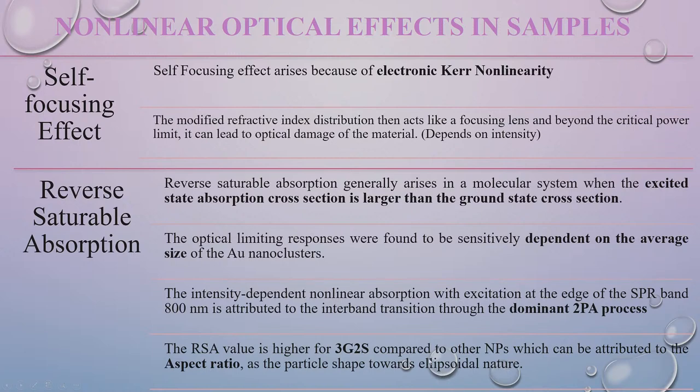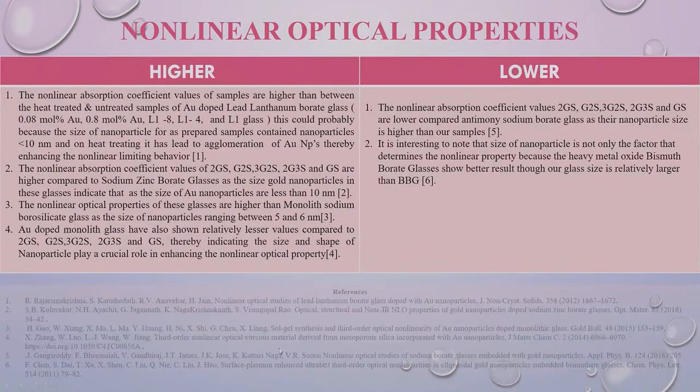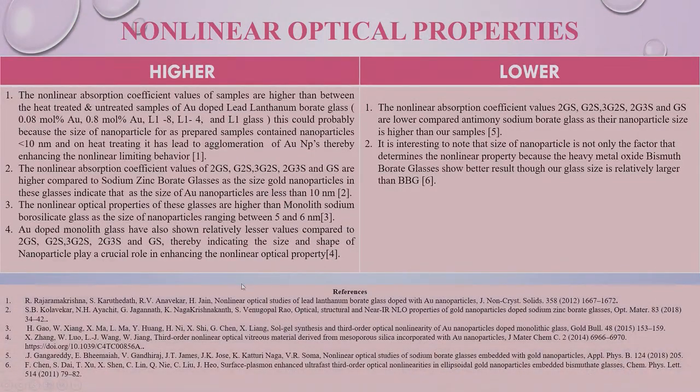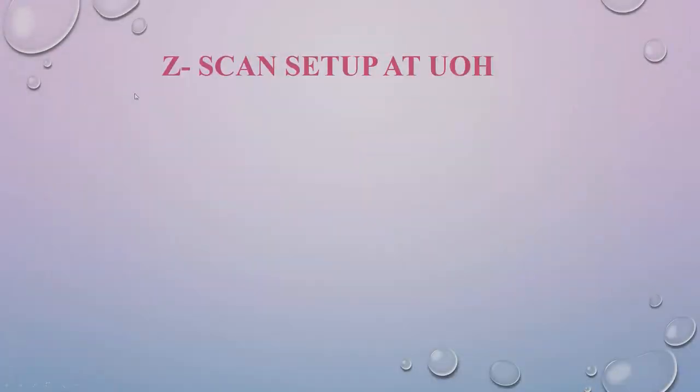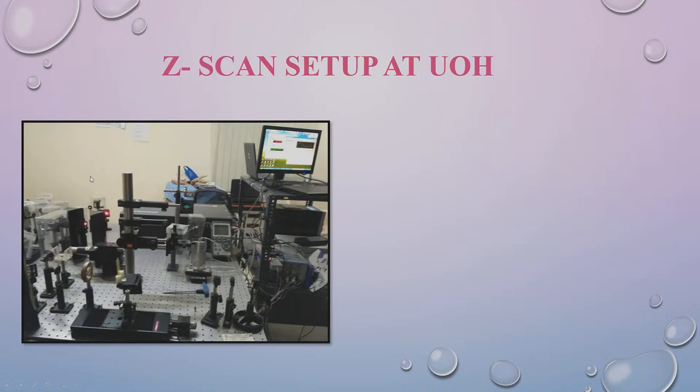So if it is exactly half of its value, then we call it two photon absorption. Coming to the comparison, there are a few glasses which I have compared with my data and other data. This I will try to skip because we need to come to the conclusion at the earliest.